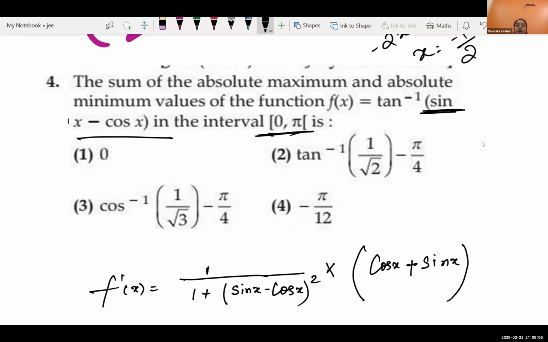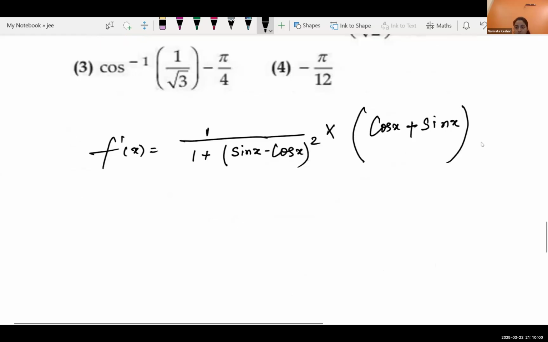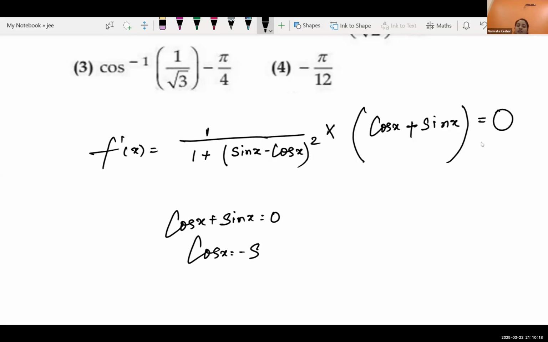If we set it equal to 0, the denominator can't be 0; that is not possible. We can only say that the numerator can be 0, right? Yes. That means we get cos x equals minus sin x. That means we can say that tan x equals minus 1, right?